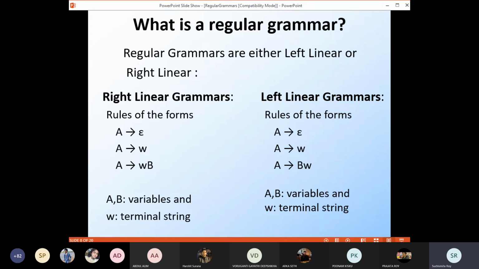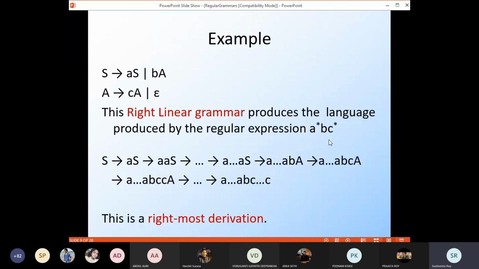And right linear, if this terminal string at the end, you could have a single variable. A and B are single variables. And in case of left linear grammar, the first two are the same. Only here the single variable is on the left. So depending on the position of the variable, you call it either a right linear grammar or a left linear grammar. So let's take an example of what a left linear grammar looks like. I'm sorry, this is a right linear grammar. Right linear grammar.